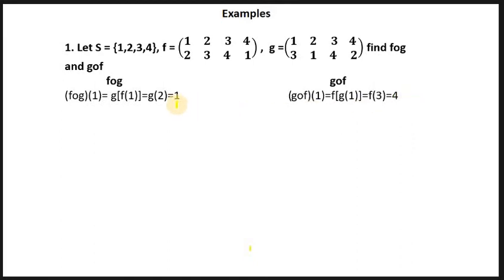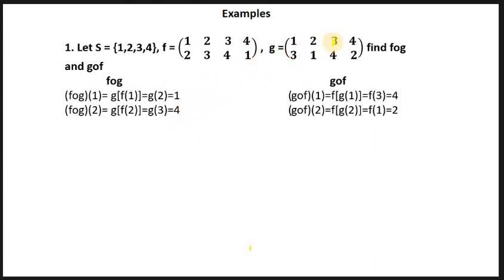So first elements we have calculated here. Then go to the second one. f of g of the second element of the first row of f is 2. Then f of g of 2 is g of f of 2. f of 2 image is 3. Then g of 3. The image of 3 in g is 4. Hence, f of g of 2 is equal to 4.